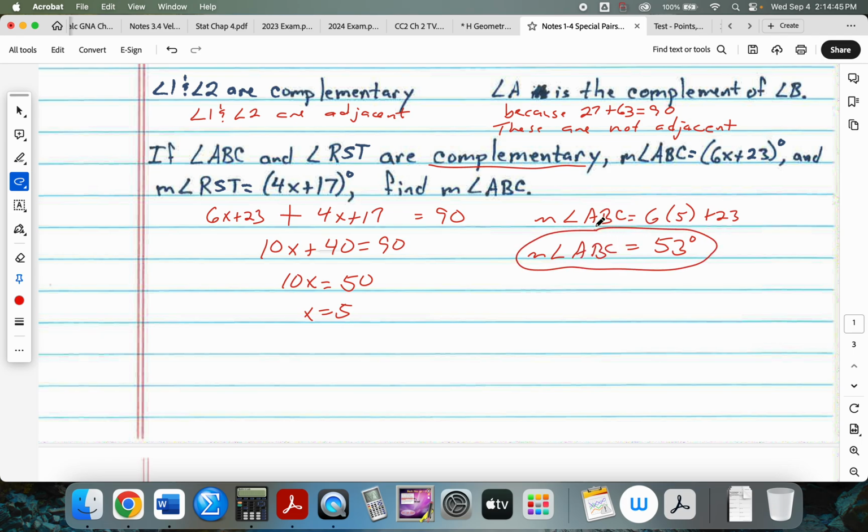All right, hopefully you ended up with x is 5, so the measure of the angle that they asked for, angle ABC, is 53 degrees. Are there any questions about that? We're good? All right, let's go on to the next one.